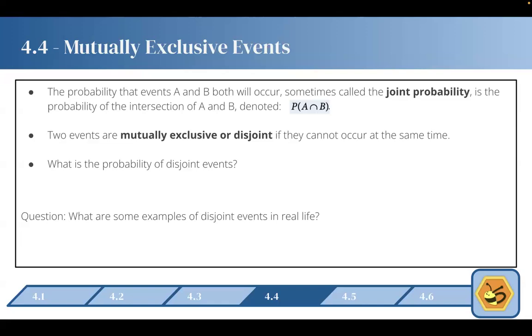Winning and losing a game. Yeah, exactly, right? Or rolling a 1 and rolling a 2 in one sitting. Absolutely great. Then eating a burger and drinking soda. Yeah. You can't do 2 things at the same time, right? Absolutely. So what about the probability of disjoint events? What do you guys think that would be? What would be our formula that we can use to look at that? There's no formula, it's just 0, because if 2 things can't happen at the same time, then it'd just be 0. Exactly.